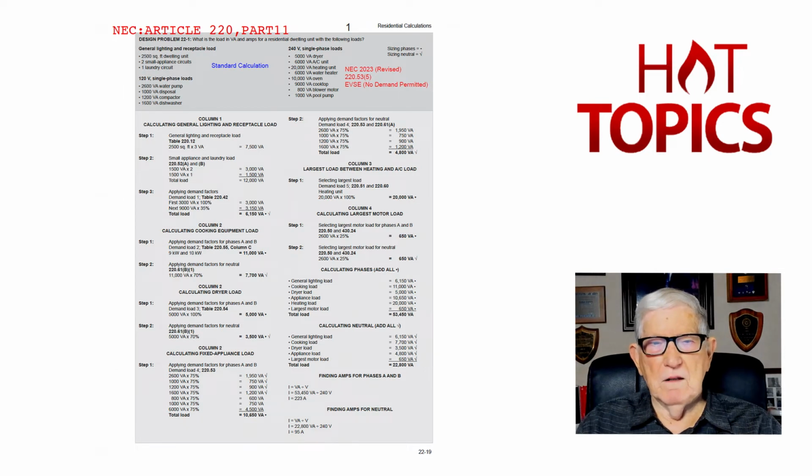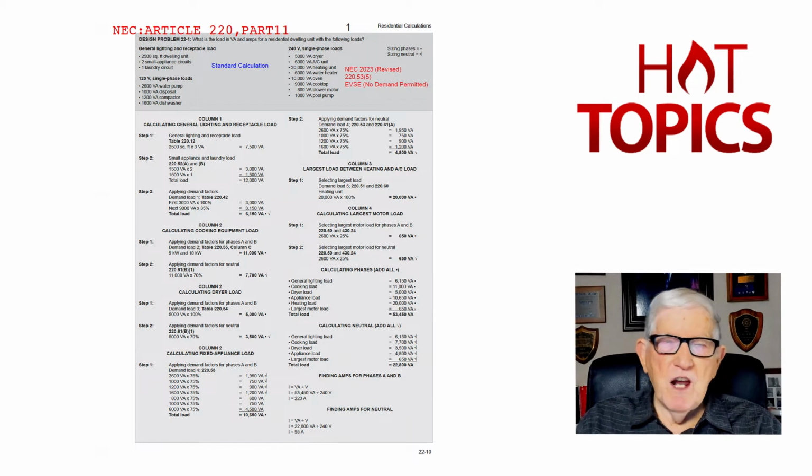Now, the calculated fixed appliance load, we take all of the fixed appliances at 75%. You can see the 120 volts got check marks there. The ungrounded conductors now will not see this neutral load. So that's 600, 750, 45. Adding those up, we come up with 10,650.